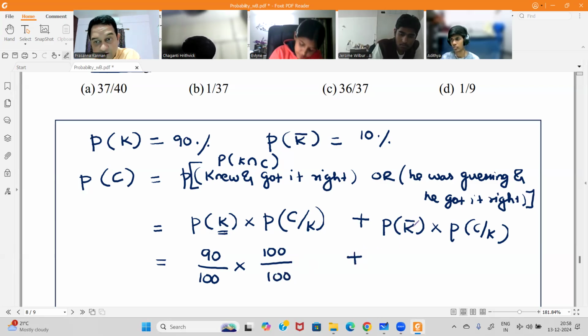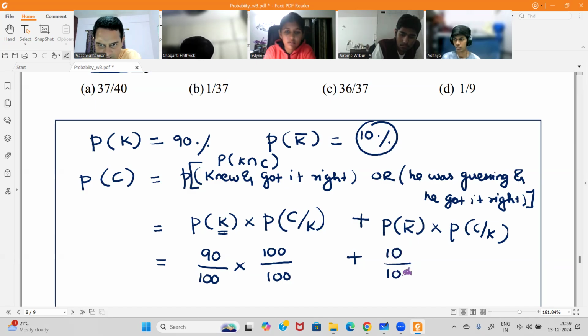Now the next one. He didn't know the answer. What is the probability for that? 10%. Yes. And if you did not know the answer, what is the probability that he got it right? If you don't know the answer, 4 options are there. What is your chance of success? If somebody doesn't know the answer, 25%. Very good. Jerome, did you get it?